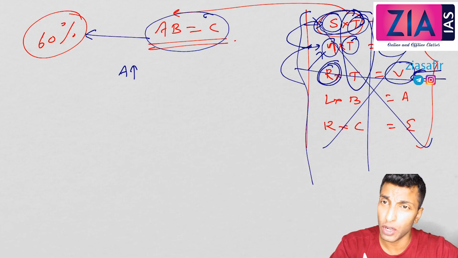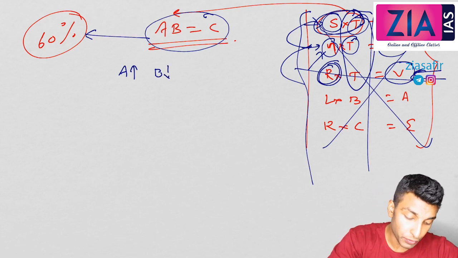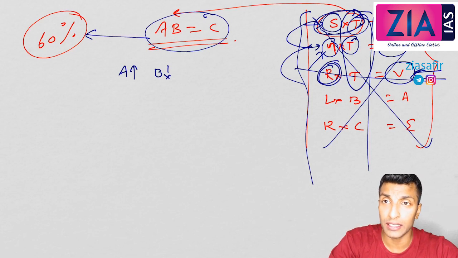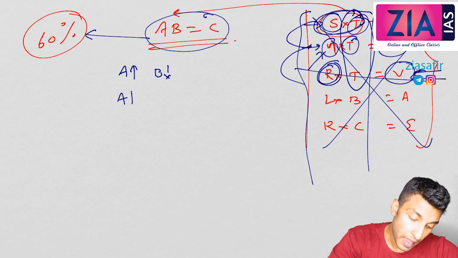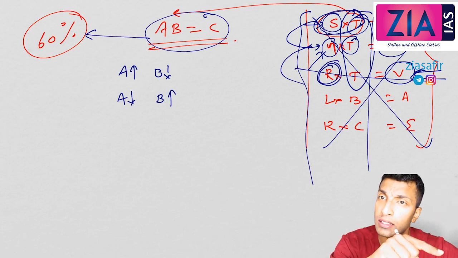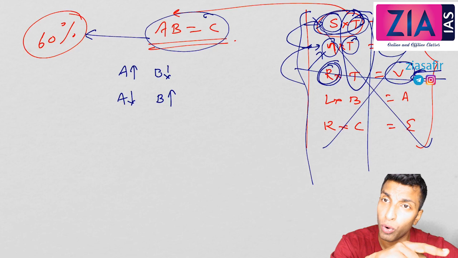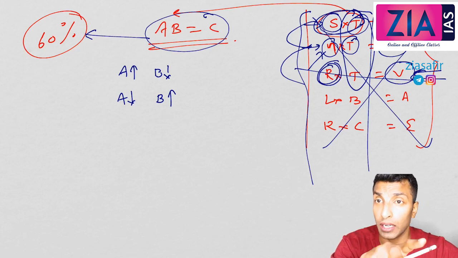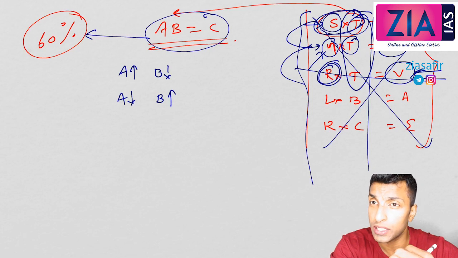So if you see common sensically, A is increasing, what will happen with B? B will decrease for sure, right? Because C is constant, you can't change C. And similarly, if A is decreasing, what will happen with B? B will increase. So increase in one will result in decrease in other. So these are inversely proportional, if I'm using mathematical language.